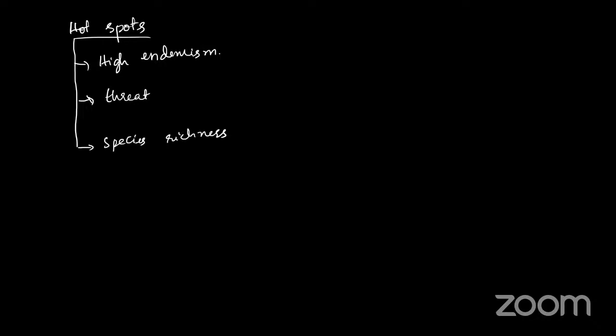So any place where these three criteria are met, we call it a hotspot. There were 25 biodiversity hotspots which were initially listed. 9 more hotspots have been added, and the total number of hotspots throughout the world is 34. Out of that, 3 of them are present in India. I'm sure all of you know which are those 3. One is Western Ghats and Sri Lanka. Second one is Indo-Burman forest. And the last one is Himalaya.